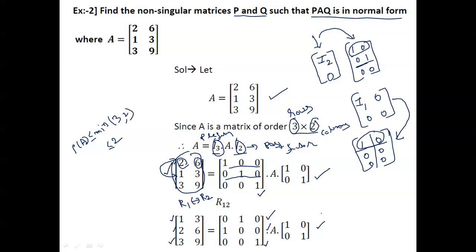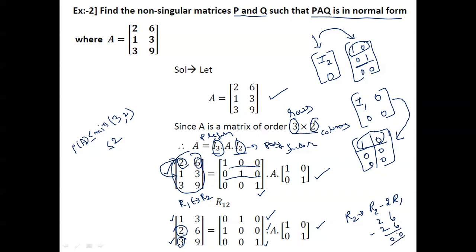Now our aim is to make 2 and 3 zero. For that we have to apply the row operations. So R2 tends to R2 minus 2 into R1. So 2 minus 2 into 1, and for 2 6 minus 2 6, that value is 2 minus 2 is 0, 6 minus 6 is 0.